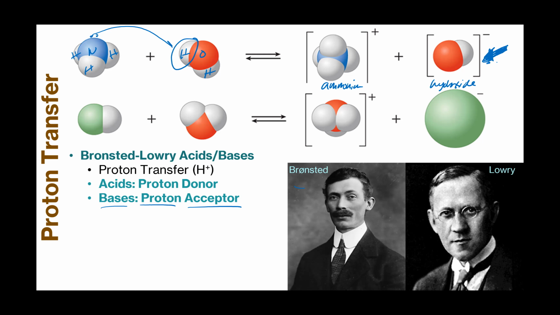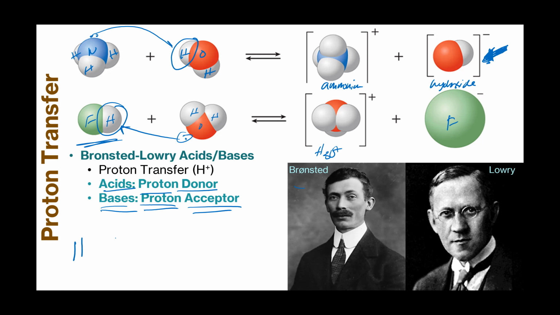If we look at HF, which is what this is, it will react with water. Again, what we see now is a lone pair on the water will grab the hydrogen off of HF to make hydronium, this is our H3O plus, and leave behind an F minus. This is again a proton transfer. HF is acting as an acid because it's donating its hydrogen. So acids donate a proton, bases accept a proton. That is our Bronsted-Lowry definition of this.